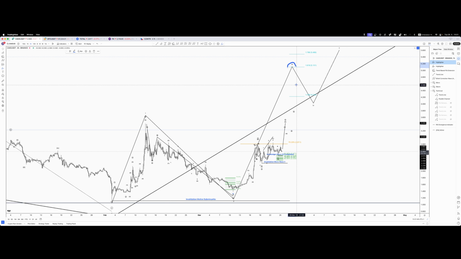Nothing has changed to this bigger picture. As a reminder, the minimum expected target for wave 3 is at $5.10. This is the 161 extension between the top of wave 1 and the low of wave 2 that was formed on the 11th of March.